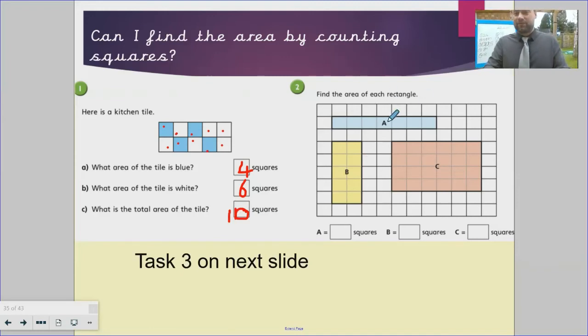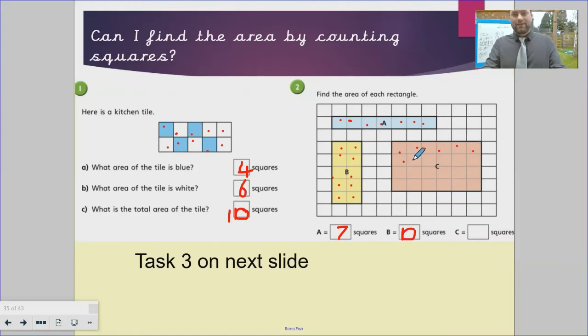Find the area of each rectangle. So we've got 1, 2, 3, 4, 5, 6, 7. So shape A is 7. Shape B is 1, 2, 3, 4, 5, 6, 7, 8, 9, 10. So well done if you got 10. And shape C is 1, 2, 3, 4, 5, 6.